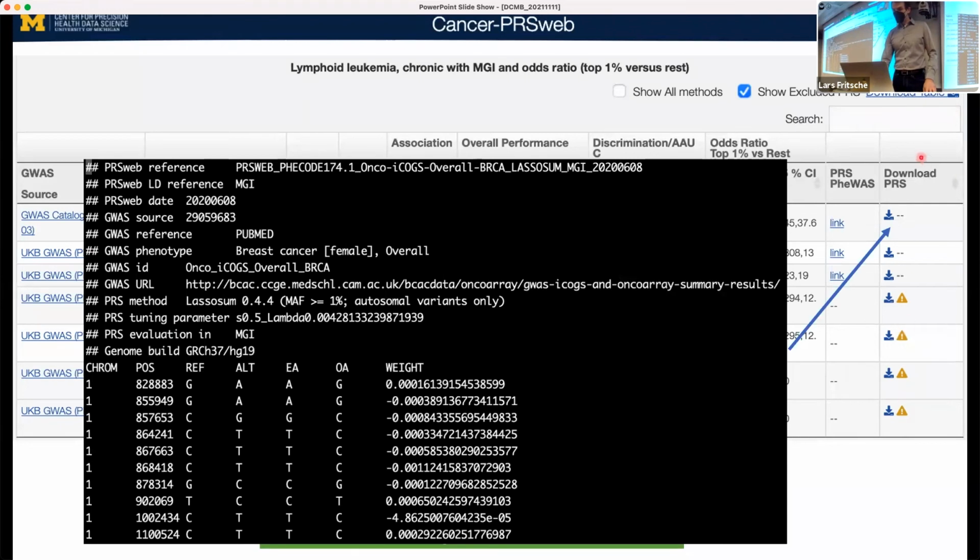You can download PRS from this table here. And in here, you will find all the information that you need: a header, and then the chromosome position, the effect allele and the non-effect allele, and the weight that was used to construct this PRS. So that's basically the recipe you need to reconstruct it.